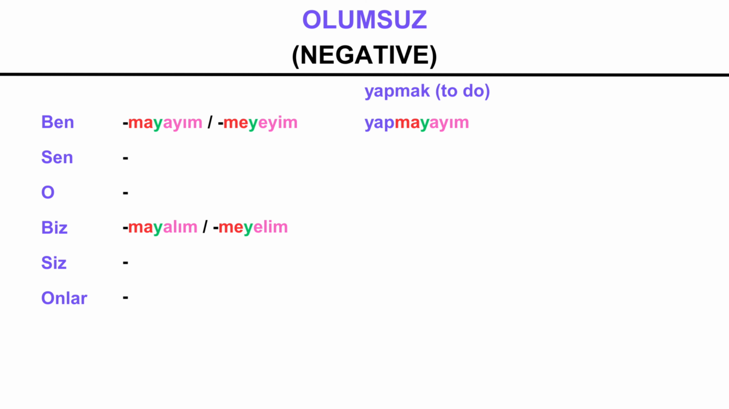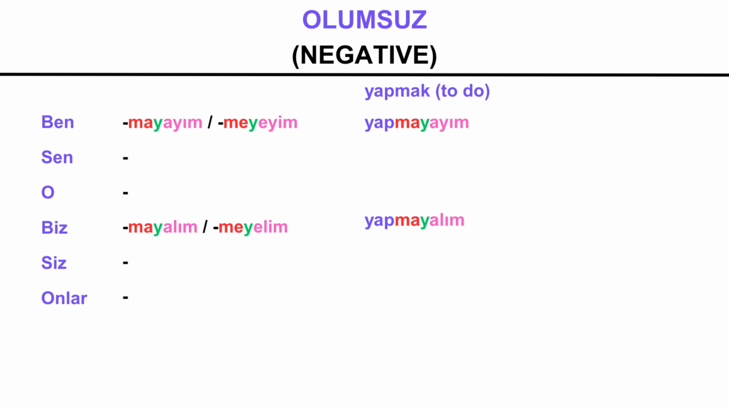But again, when we pronounce, we tend to say yapmayayım, either ı or i, somewhere in between. And with the first person plural, yapmayalım. This is easier. We shall not do it. Let's not do it. And with gelmek, first person singular, gelmeyeyim.